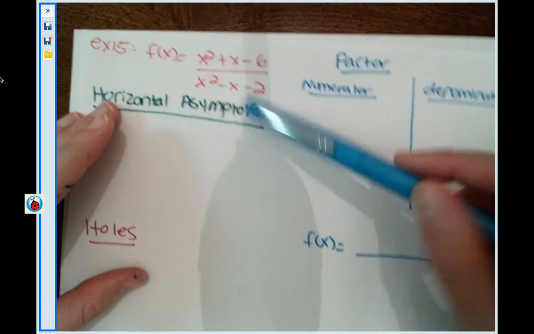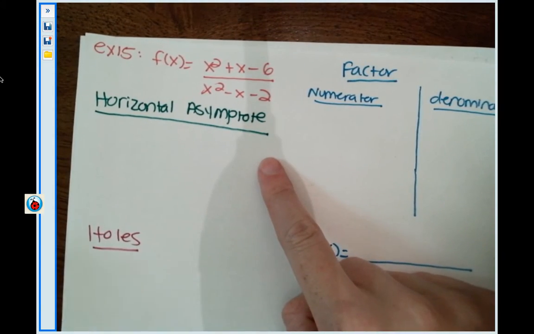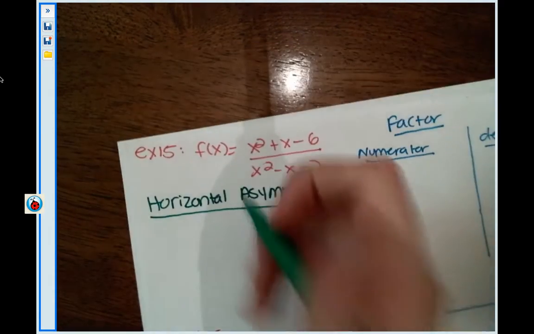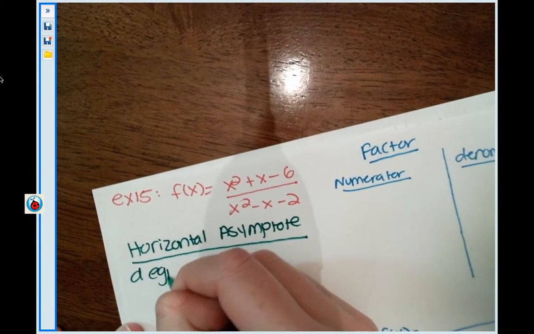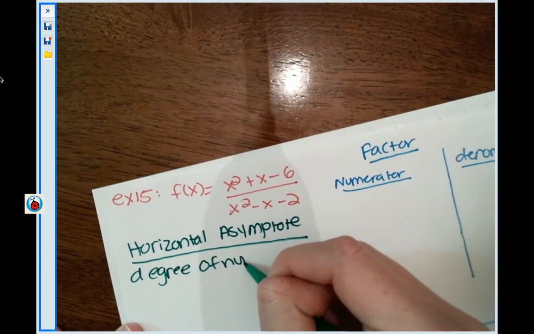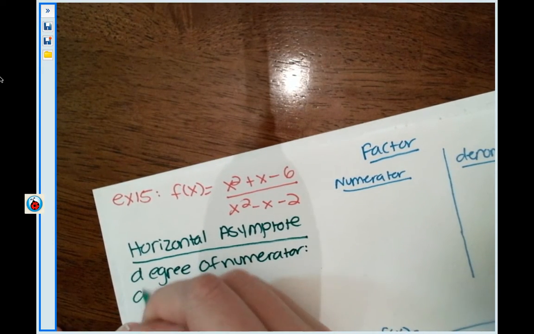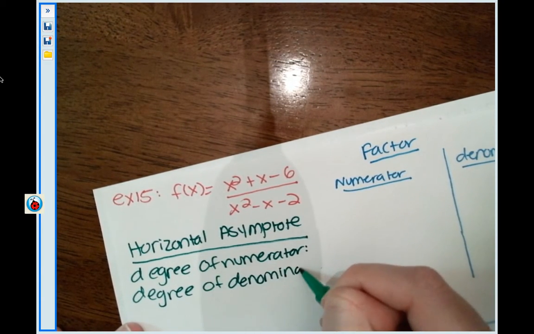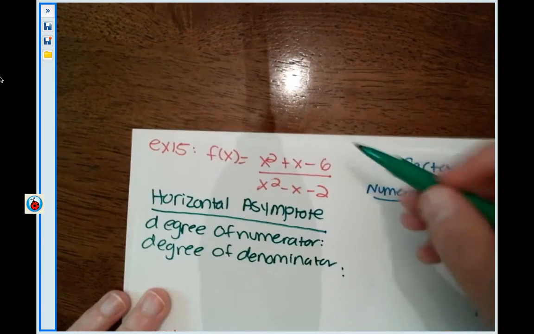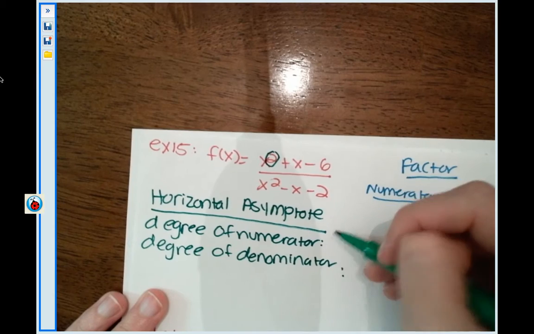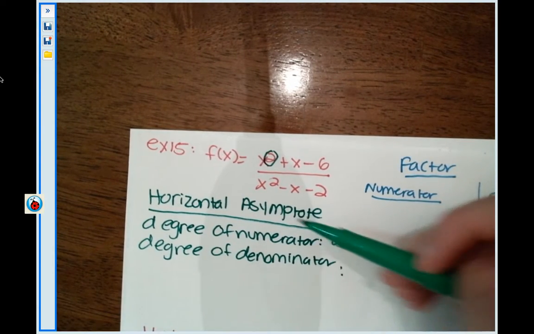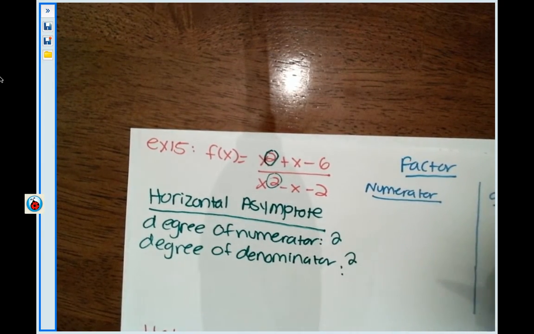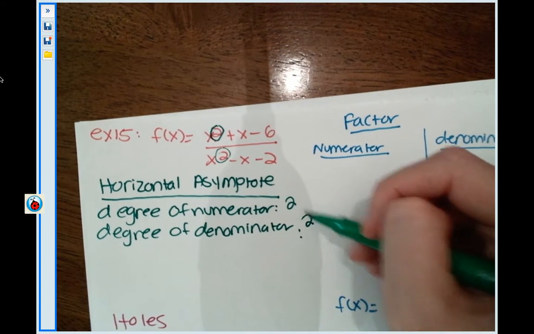So, for the asymptotes, remember we always start with the horizontal asymptote first, because to get the degree, it's easiest to get it in standard form. So, we have to find the degree of the numerator and the degree of the denominator. The highest exponent I see in the numerator is this 2 right here, so the degree of the numerator is 2. And the degree of the denominator, the highest exponent I see, is also this 2. So the degree of the numerator and denominator are the same, you guys.